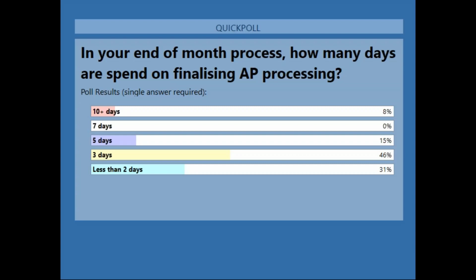Unfortunately, we have most within 3 days, not at the upper end, but still, if you could save 2 to 3 days at the end of the month and report potentially 2 or 3 days quicker, then that's going to be a great outcome for the finance function of your organisation.